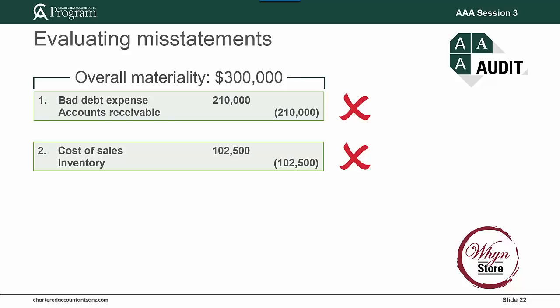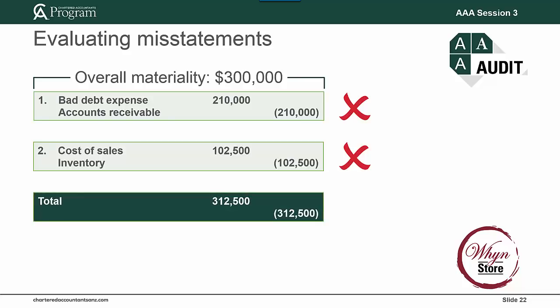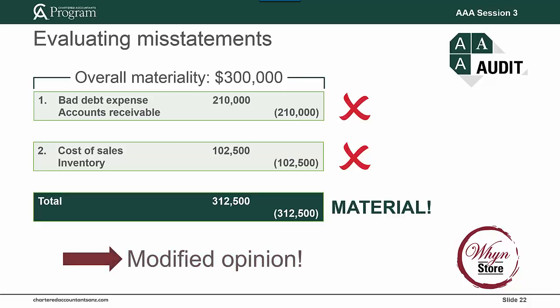When, however, we look at these in aggregate, the amount of 312,500 is clearly above materiality, hence it is material to the financial statements of the wine store. As management are not correcting the material misstatement, this will impact on the auditor's opinion, leading to a modification. This flows into the second part of our required today.